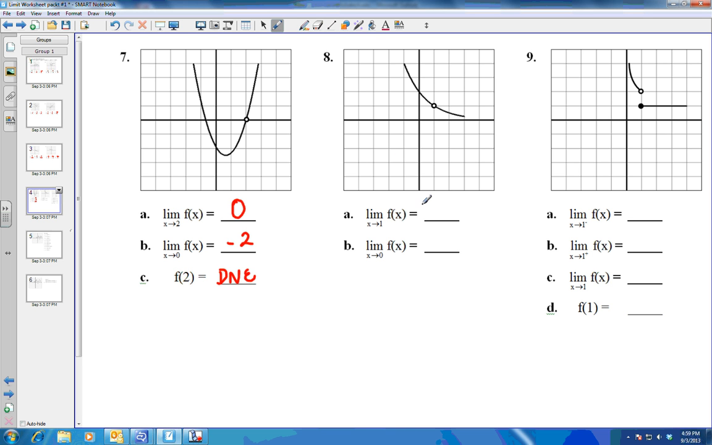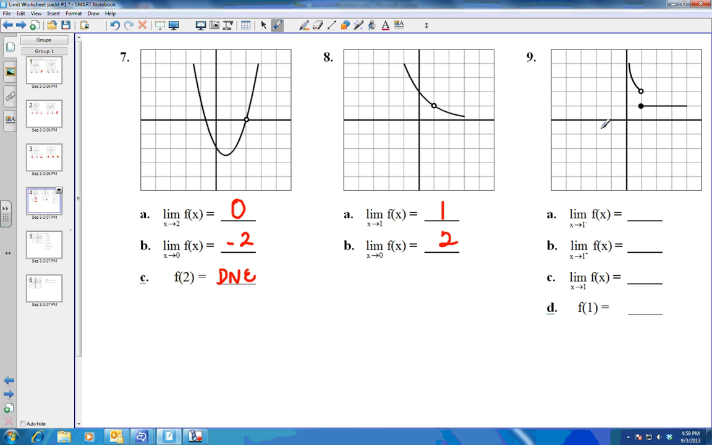On 8, the limit as x approaches 1, I have to check coming in from both sides. From both sides, you see that we're approaching 1, even though there's an open circle there. It doesn't matter. Coming in from the left, coming in from the right, they're both approaching 2.